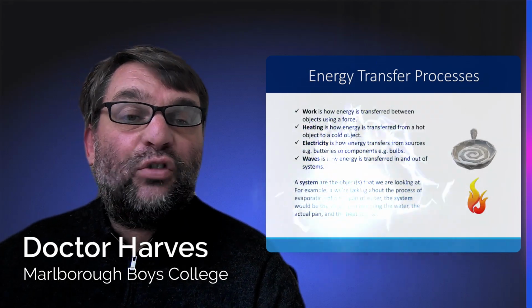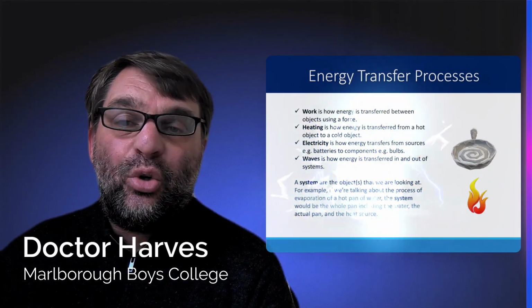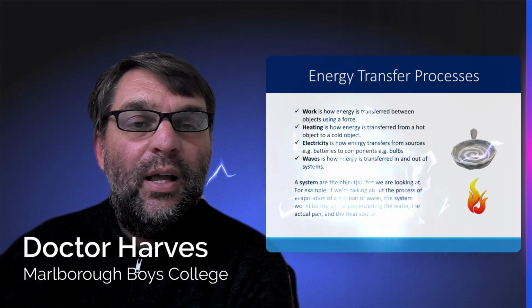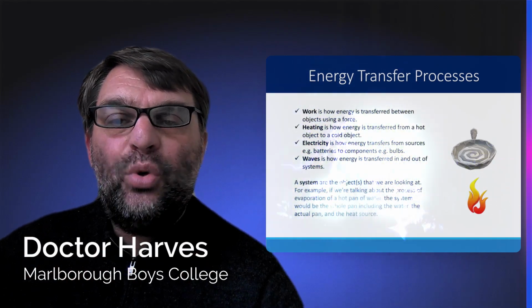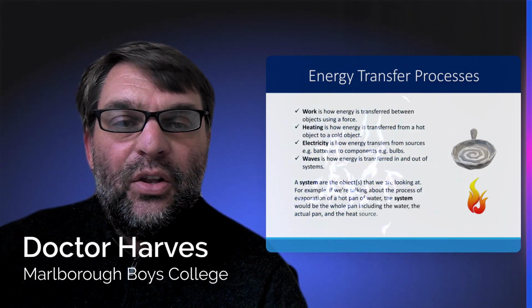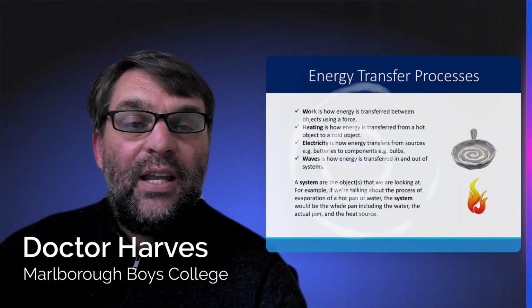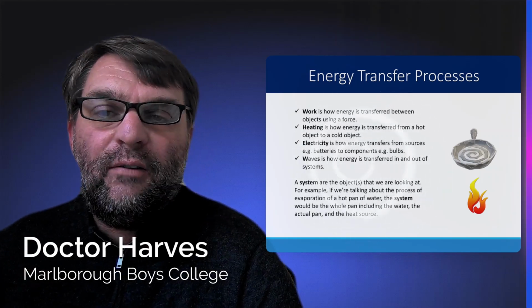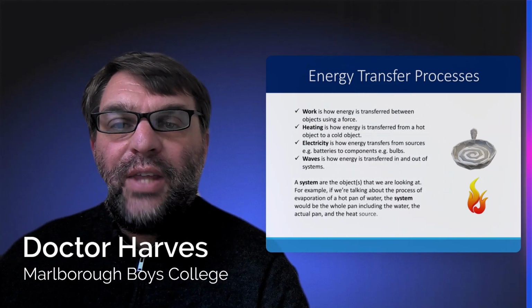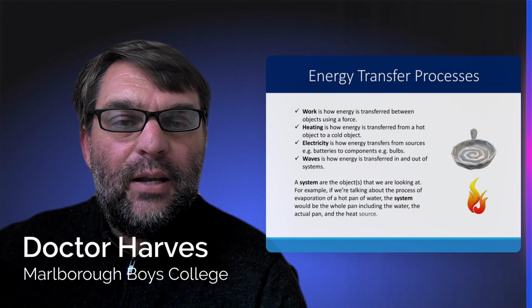Electricity is how energy transfers from sources like batteries or mains power into components like bulbs or speakers. And again, we'll look at that in more detail later in the standard. And waves is how energy is transferred in or out of systems through radiation, for example. And again, we'll look at that in more detail later in the standard.